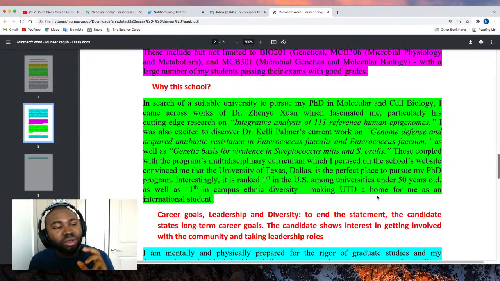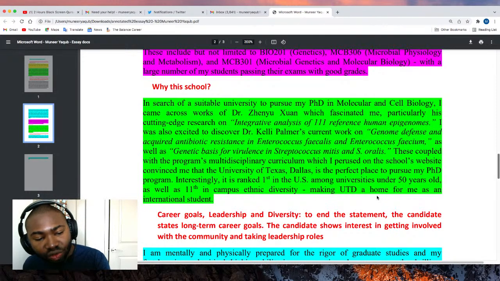So when you're writing your SOP, you want to make sure that you give a reason as to why you want to apply to that school, right? So that's my sixth paragraph.